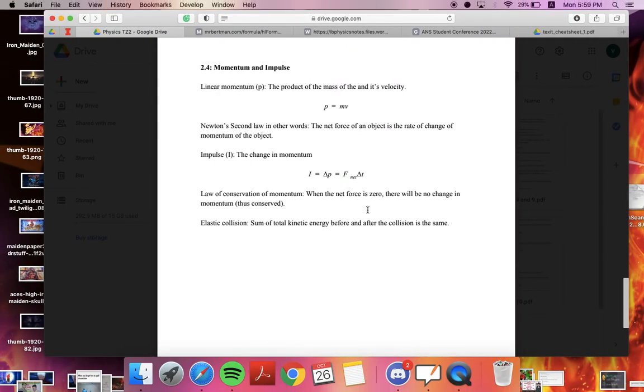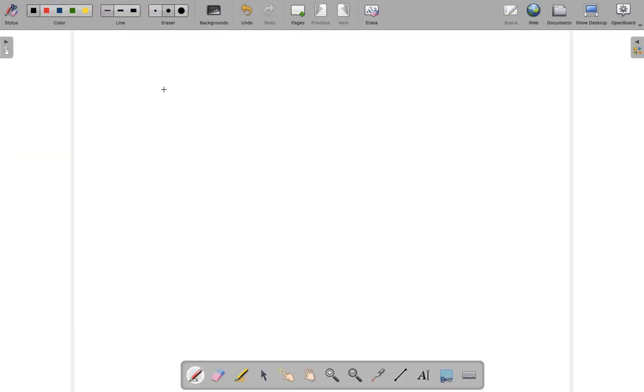Linear momentum, given by the symbol P, is just the product of the mass of an object and its velocity. P equals mv. Now, using momentum, we can define Newton's second law in different words. We can say the net force on an object is the rate of change of momentum of the object. Now, how do we end up with this definition? Well, let's take a look into it.